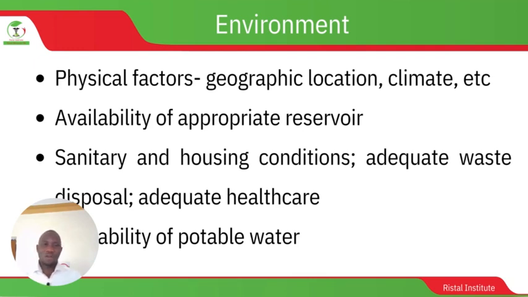But also there are environmental issues to do with the sanitation, the housing conditions, how we dispose waste, and also access to healthcare, and also access to clean water. These all fall under the category of the environment. Okay, so without access to clean water, without proper disposal of wastes, without access to quality healthcare, we are susceptible to these communicable diseases.